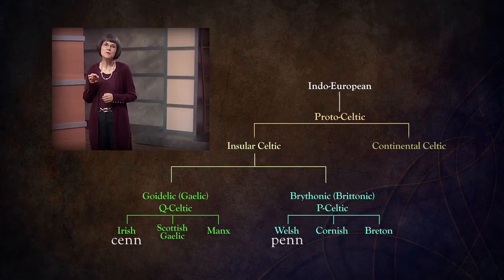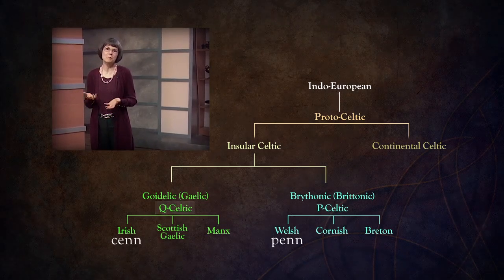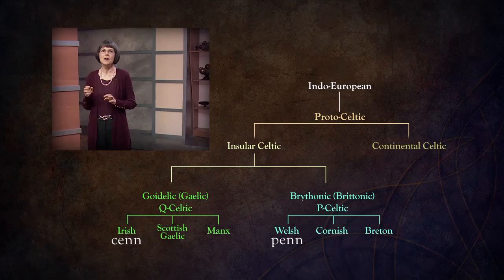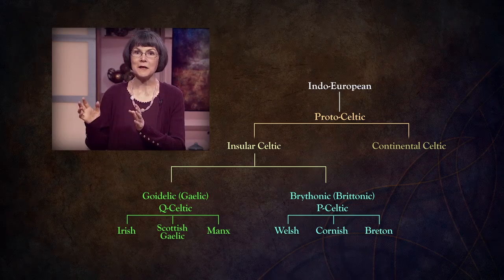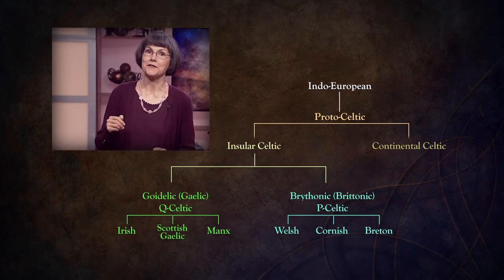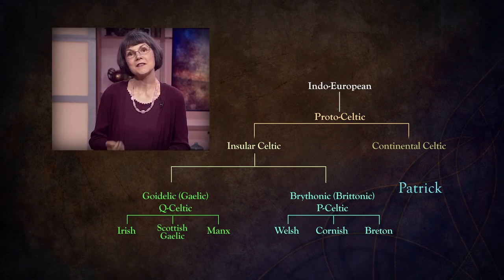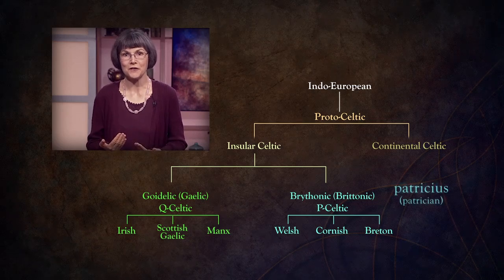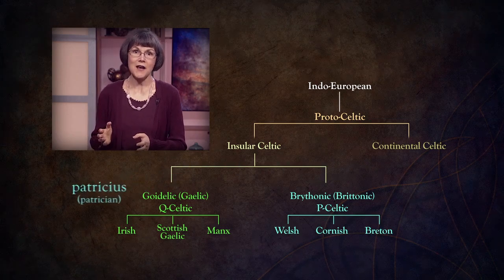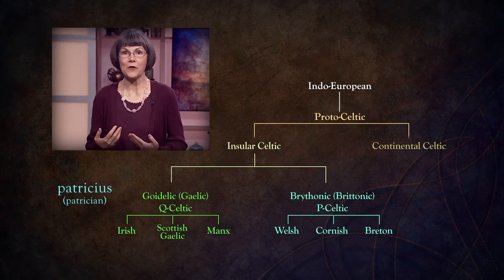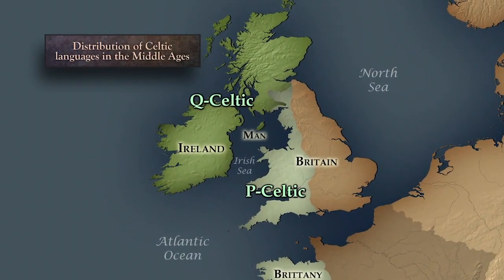So we refer to these two main branches of Celtic as P Celtic and Q Celtic to capture this basic difference between the two parts of the living Celtic language family. Wait, you might say, what about St. Patrick, patron saint of Ireland? Well, St. Patrick was actually born in Britain, and his name comes from the Latin word patricius, which means patrician. So all the Patricks you encounter in Ireland today are starting their names with a sound that was foreign to their ancestors. So how do we account for this division?